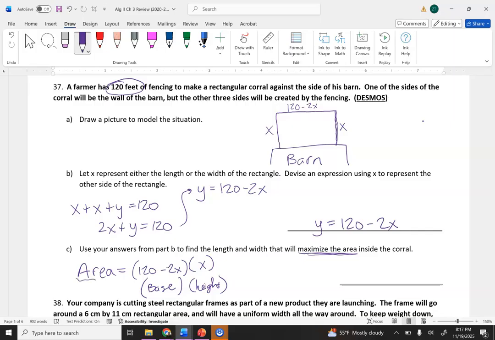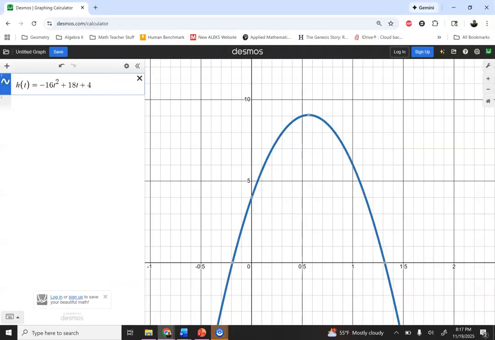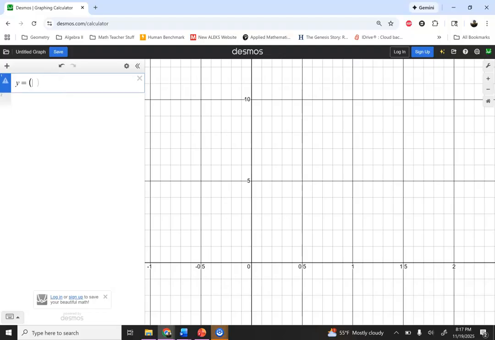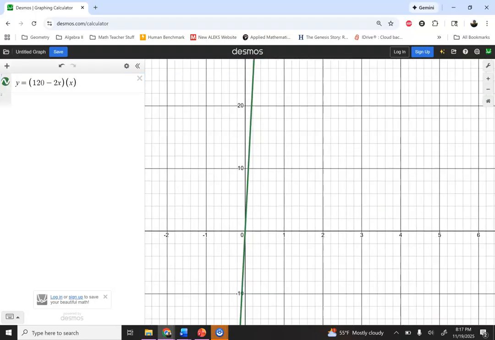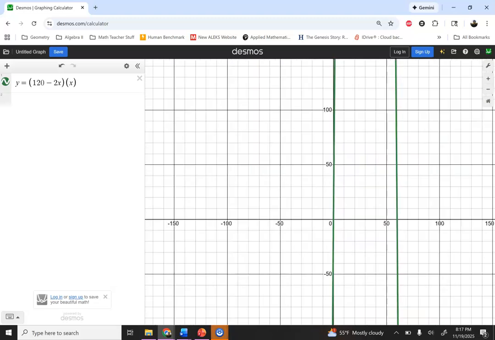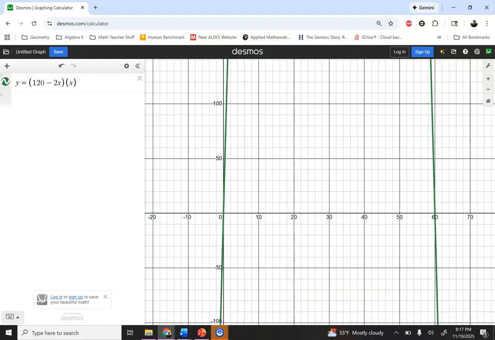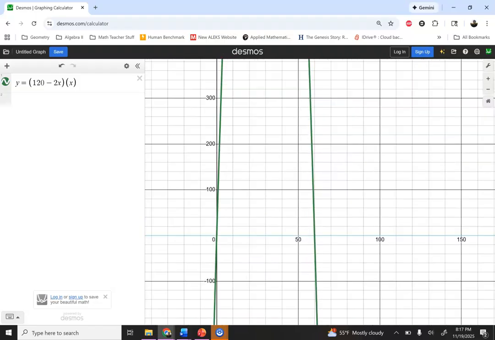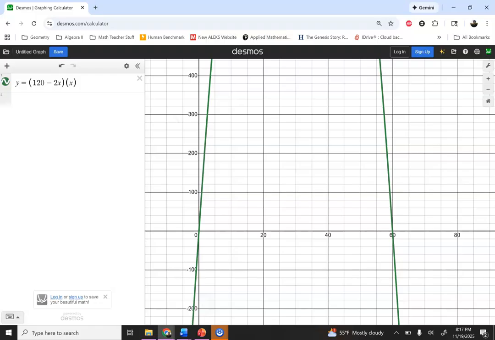If we let the area be represented by the y variable, we can just type in y equals (120 minus 2x) times x. So let's see what it gives us if we type that in. All right, that's given us a pretty big graph here, so we're going to have to zoom out. Oh, that didn't work. Let's see. Okay, so we got a big graph here. Now this graph represents area because our y value is area here.